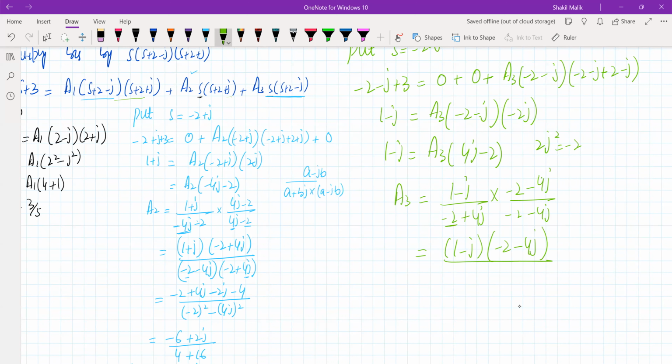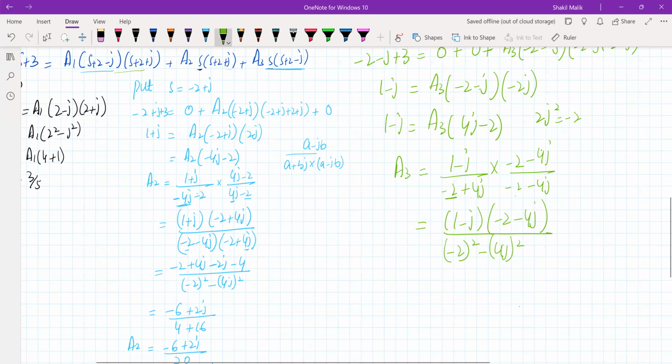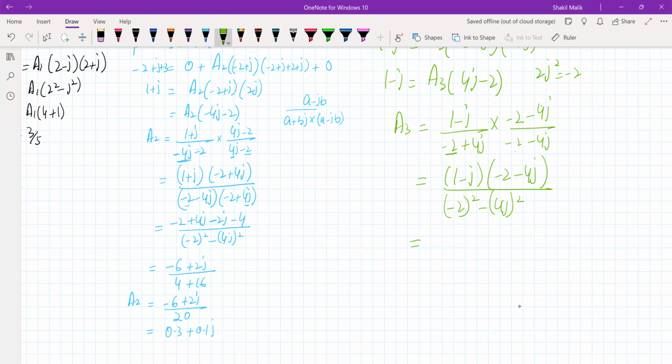So now this is minus a plus b, a minus b, where a is minus 2, b is 4j. So it will be a square, that is minus 2 square minus 4j whole square. Now multiplying the numerator side, so it is minus 2 minus 4j plus 2j minus minus is plus, then 4, so it will be minus 4. Please check the calculations one more time yourself.